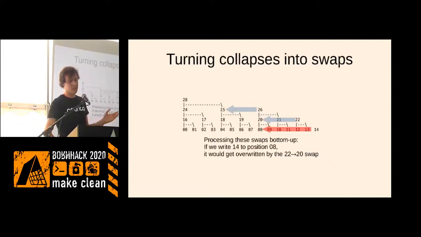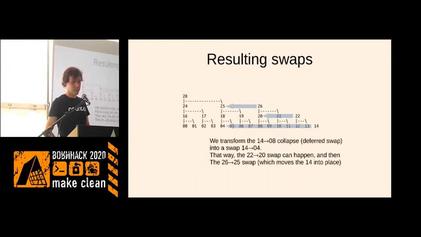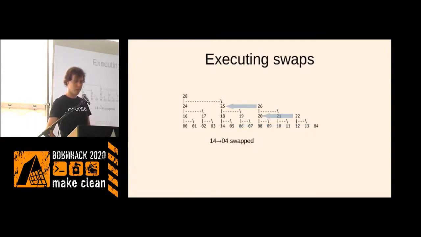So there's another algorithm that takes care of this and looks at the swaps, looks at the collapses, and then turns the collapses into swaps so that we can just go up the tree, swap everything, and we are done. So this is what it does. It changes the 14, 8 to 14, 4, and then we can run the algorithm, just going through the swaps we have, swapping them. So we have swapped one, right? You have seen now that where number 4 was, there's now number 14.